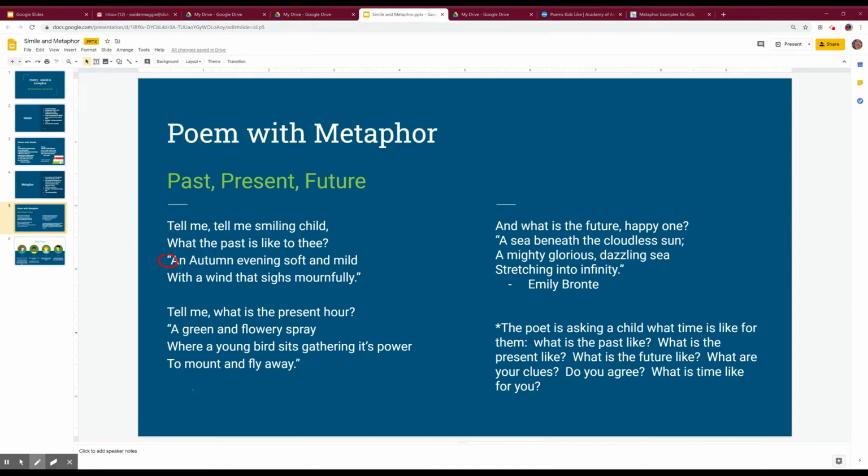So I'm going to ask you these questions now, and you're going to answer them in your writing. So the poet was asking the child what time is like for them. What is the past like? What is the present like? What is the future like? What are your clues? Do you agree with the child? What is time like to you?